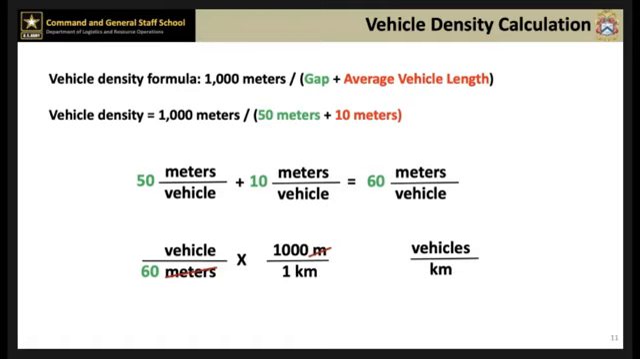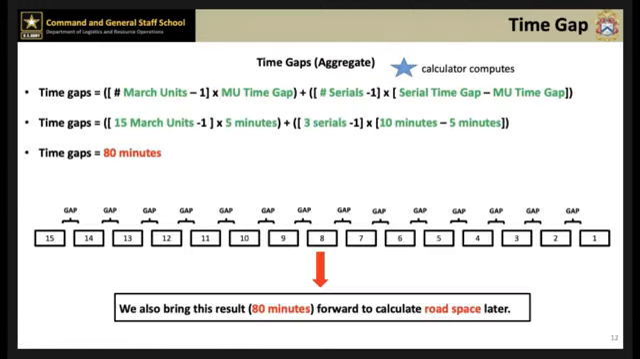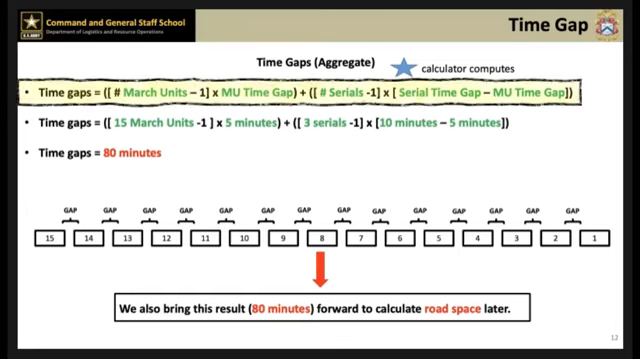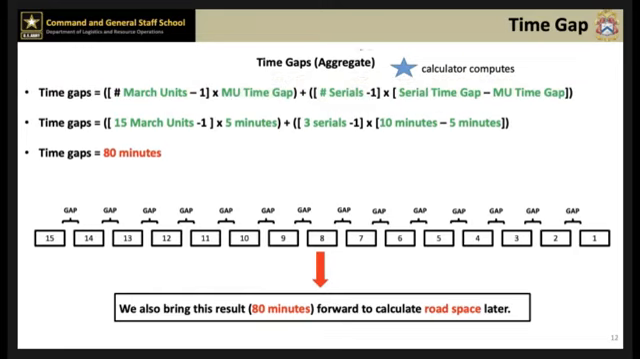This will remove meters from our calculation. Our answer is now provided in vehicles per kilometer. As promised, here is the time gap formula found in ATP 4-16. We are looking for the aggregate time of the gaps in our convoy. You don't have to do this calculation by hand because the movement spreadsheets provided will do the math for you.